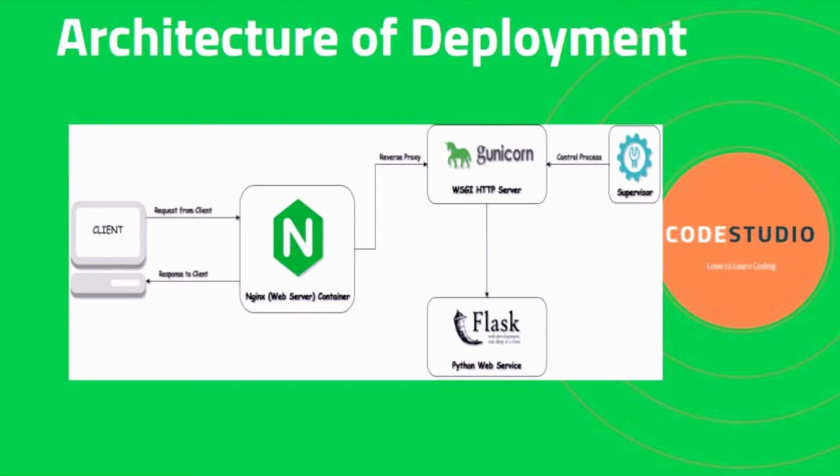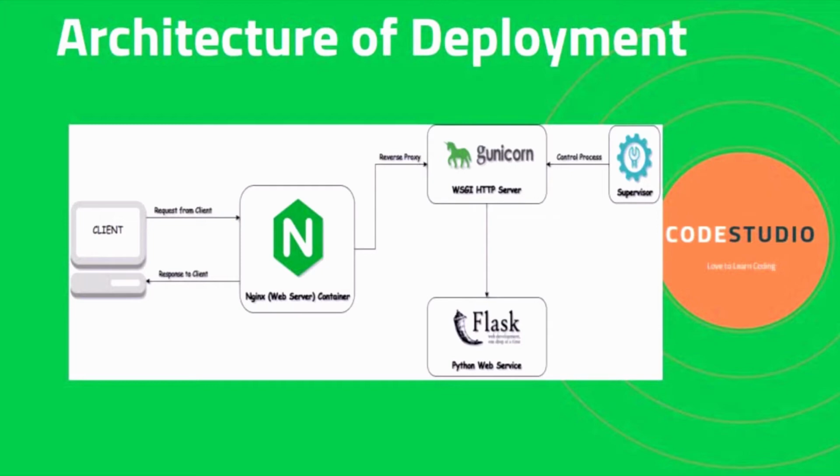Now Gunicorn, it's a green unicorn. It's a Python web framework. I mean, it is a Python Web Server Gateway Interface, that is a WSGI HTTP server for Unix. It will be used to forward the request from your Nginx web server to your Flask application.